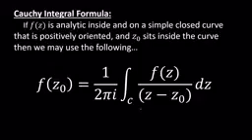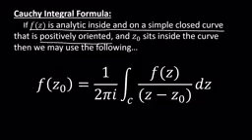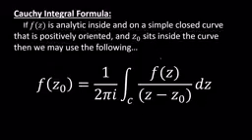And so this is the Cauchy integral formula, and it works well for integrals of the following form, where we have a function in a numerator and then a z minus z0 term in the denominator. And as long as the function is analytic inside and on the simple closed curve, the path is positively oriented, and z0 sits inside that curve, then we can use this formula to evaluate integrals. So let's look at an easy example of this.